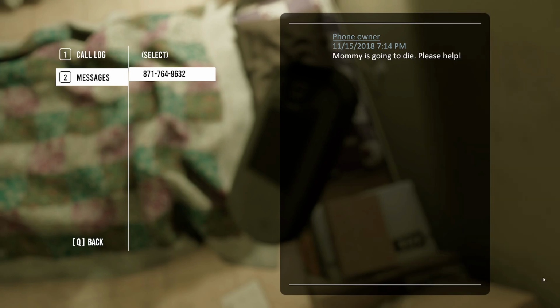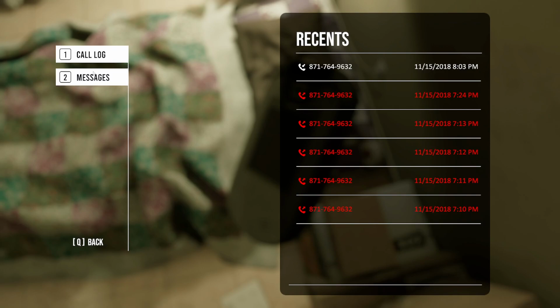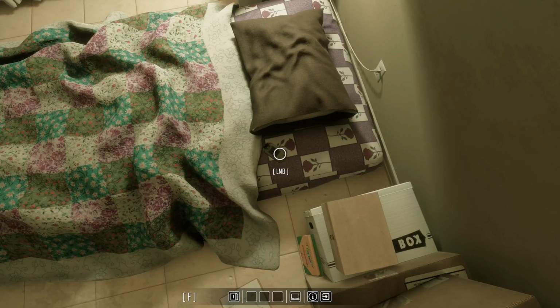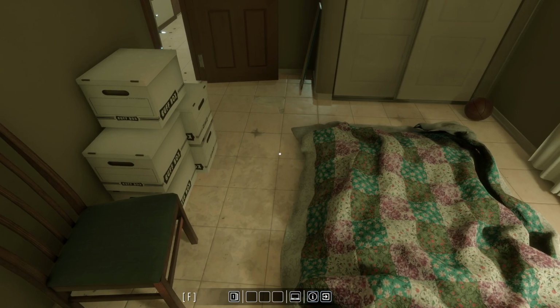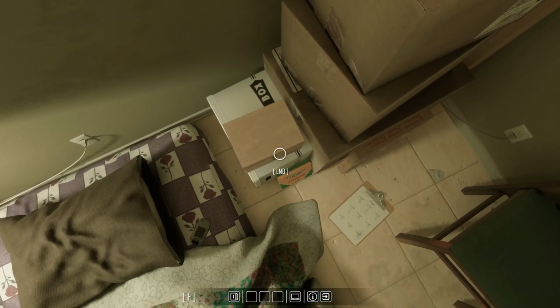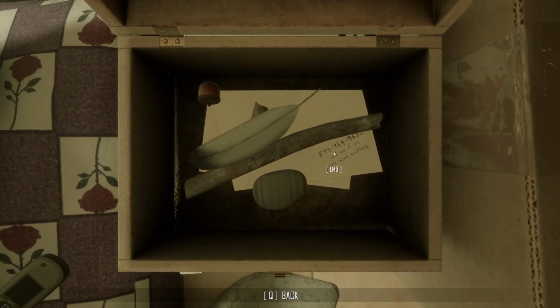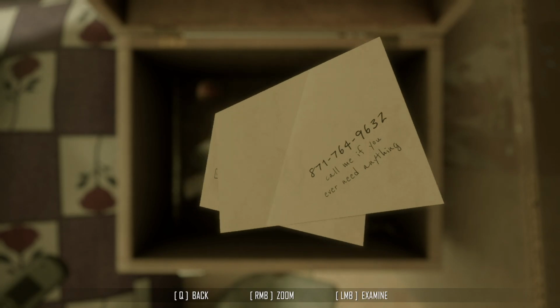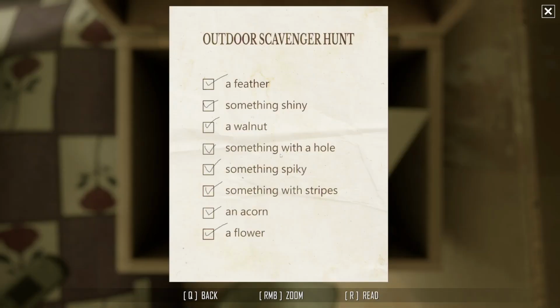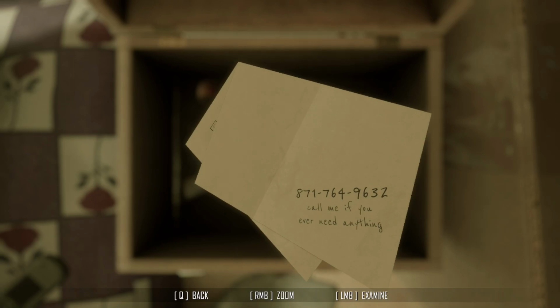Okay. So who was she calling? The man in the park? Wait. 9632. Call me if you ever need anything. Is that the man in the park? Would that be the attacker?